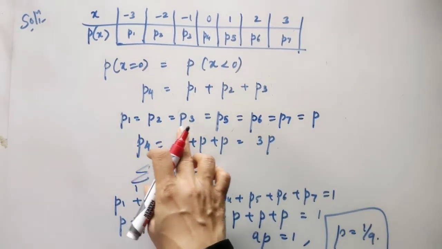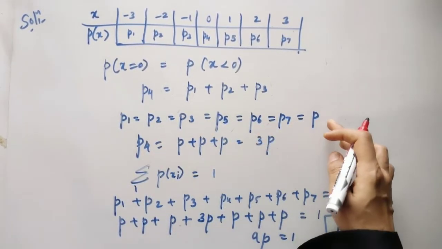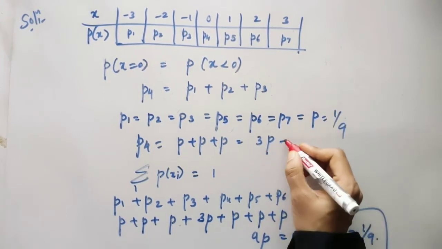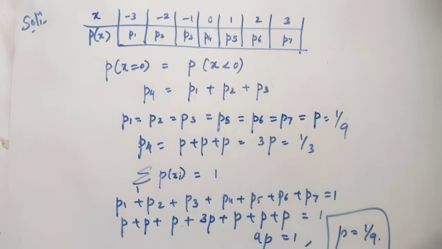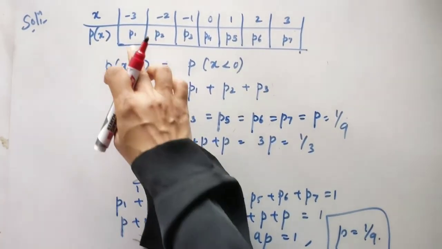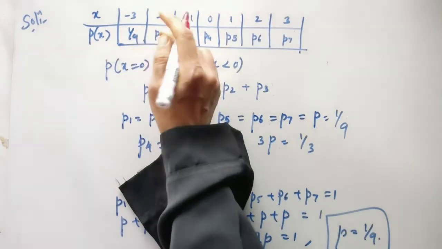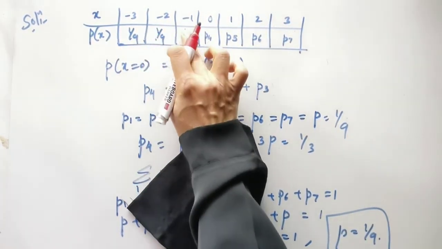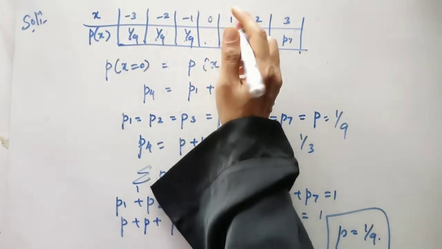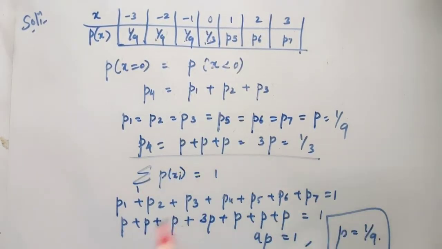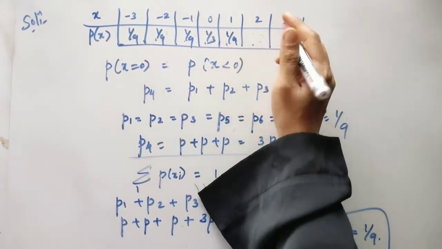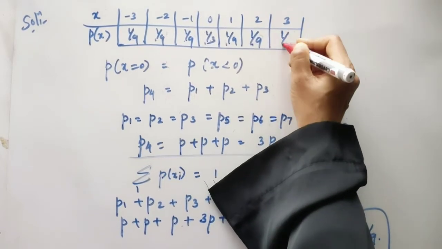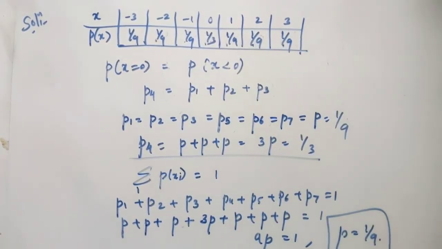So we have got the value for p as 1 by 9. Each of p1, p2, p3, p5, p6, p7 is 1 by 9, whereas p4 is 3p, which is 1 by 3. Let us do the substitution for the probability distribution here. p1 is 1 by 9, p2 is 1 by 9, p3 is 1 by 9, whereas p4 is 1 by 3. Similarly p5 is 1 by 9, p6 is 1 by 9, and 1 by 9 over here. I hope this problem was easy and simple.